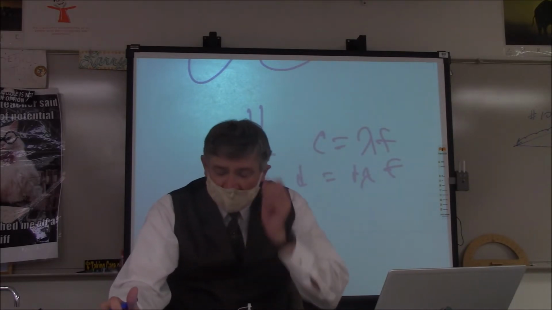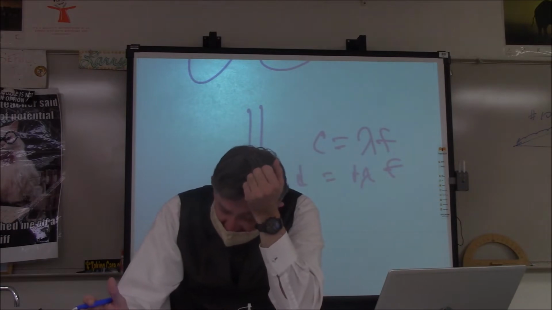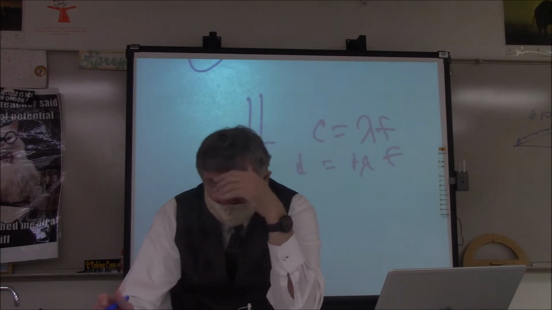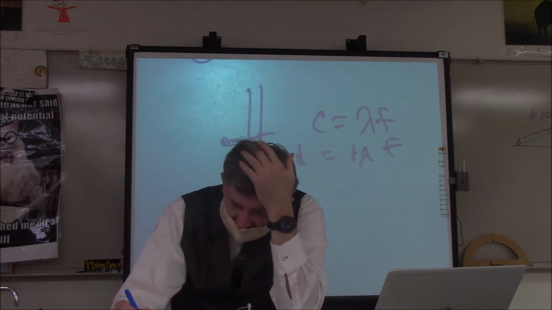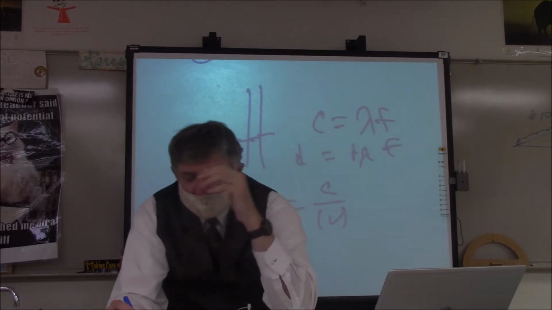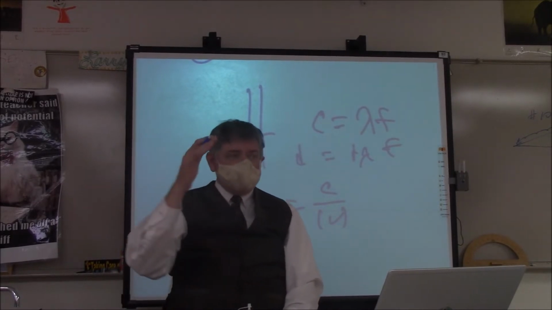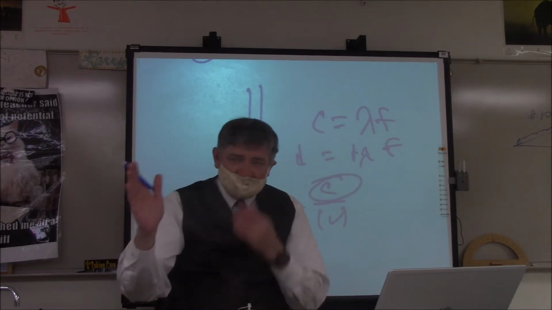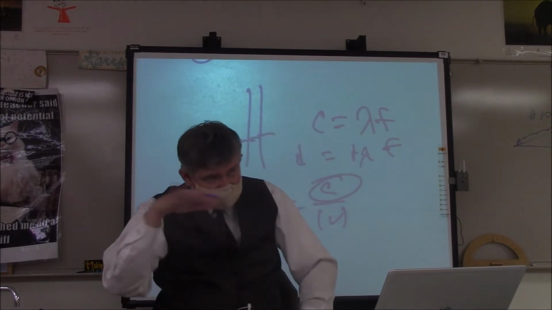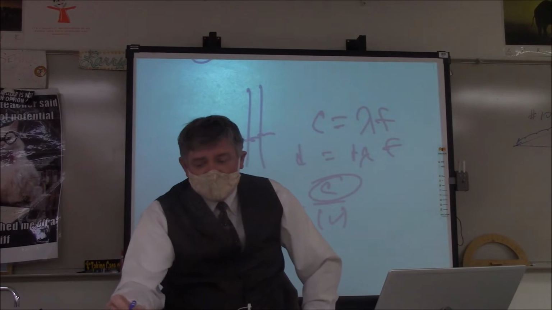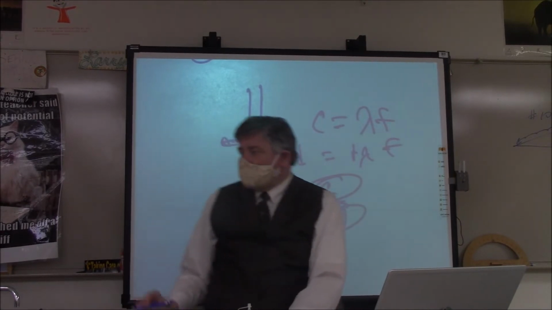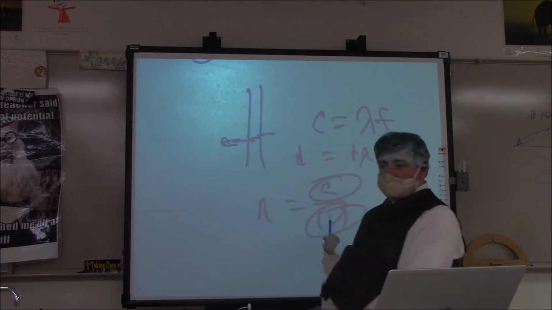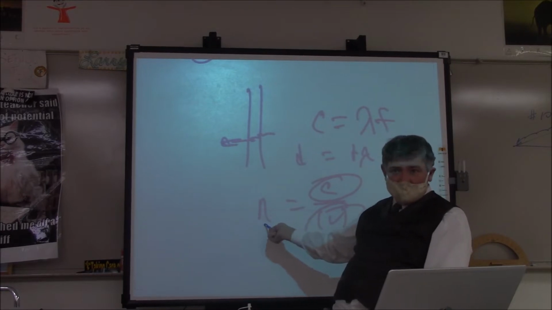Now, when you look at the index of refraction, n, it is the speed of light divided by whatever the new velocity is. The maximum velocity for light is in a vacuum, 3.00 times 10 to the 8th. Clearly, the smaller the velocity, the bigger the value of n.